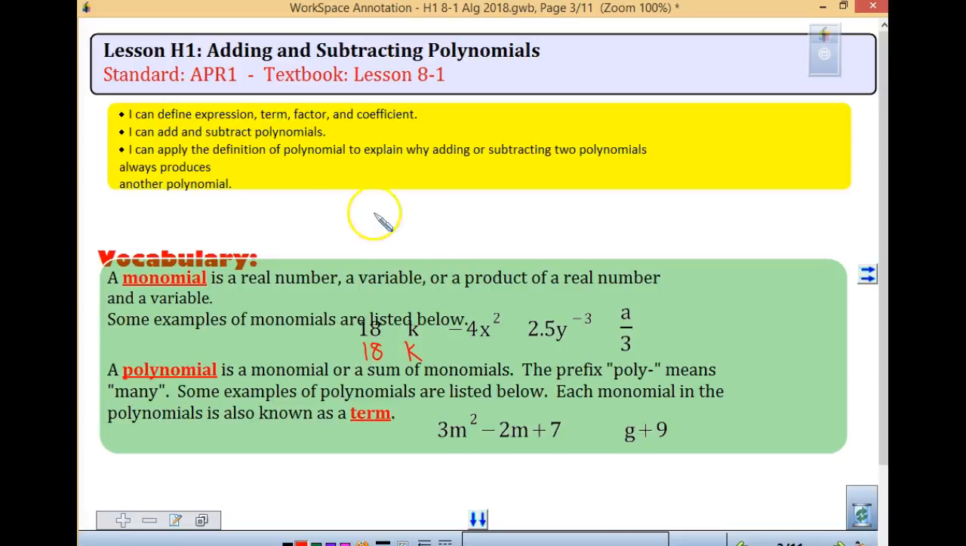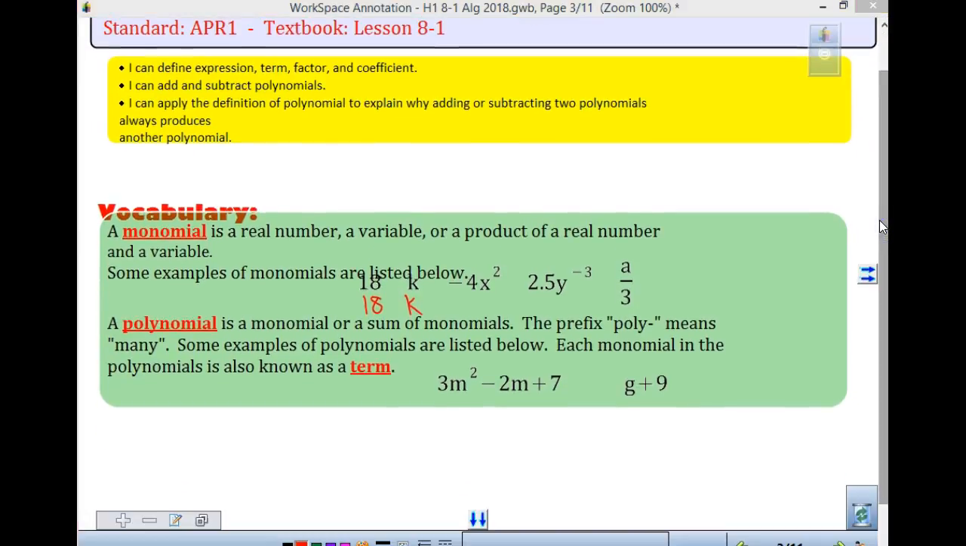We are going to be adding and subtracting polynomials. We're going to apply definitions that explain how to add and subtract to get our solution. So for our vocabulary, a monomial is a real number. So we're going to talk about polynomials. This one is monomials. If you were looking in your textbook, this is section 8.1 that you are looking at. So a monomial is a real number, a variable, or a product.